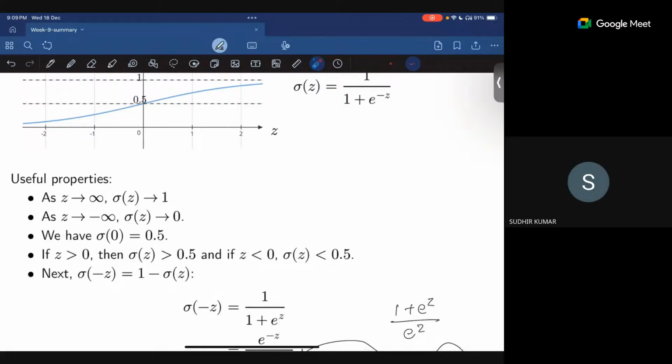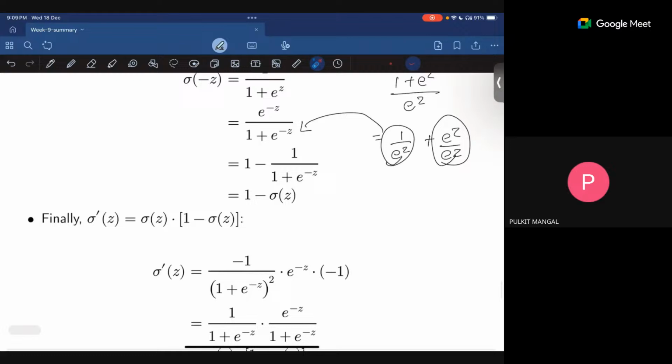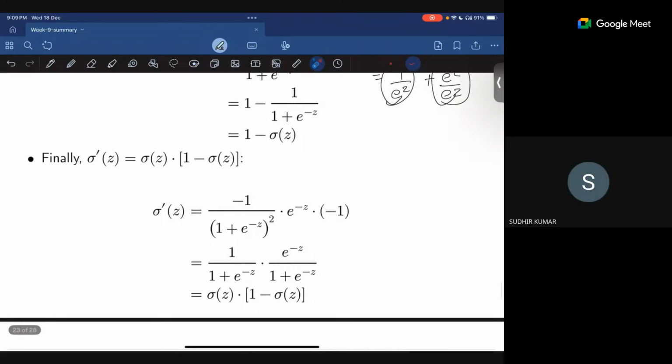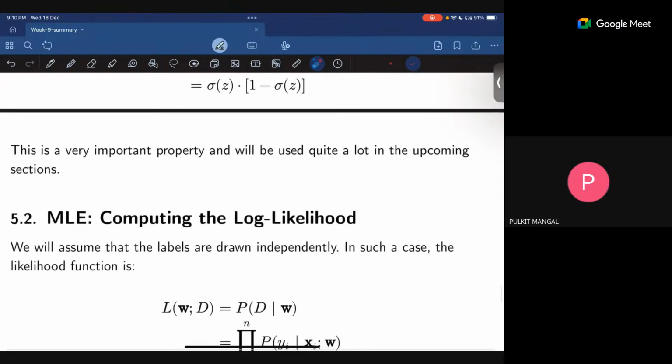Sir, where do we need to use this derivative property? We will be using this when we use the MLE later. It is not covered in this course, I think. It is covered. We will be computing the log likelihood. So that is basically the cross entropy loss, and that will come from here only.